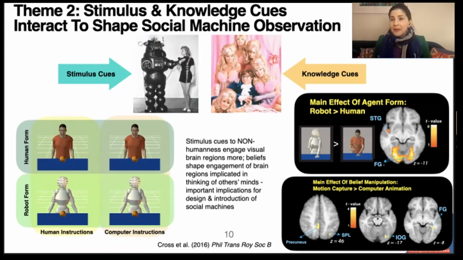And in terms of our belief manipulation, when we tell people that they're about to watch videos that have human origins compared to videos that have more computer algorithmic origins, here we see slightly more subtle effects, but that there are parts of the brain implicated with more perspective taking and social cognition, such as precuneus and the SPL, that are more engaged when you believe you're seeing something with human origins.